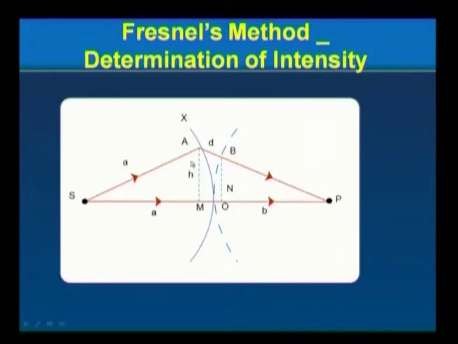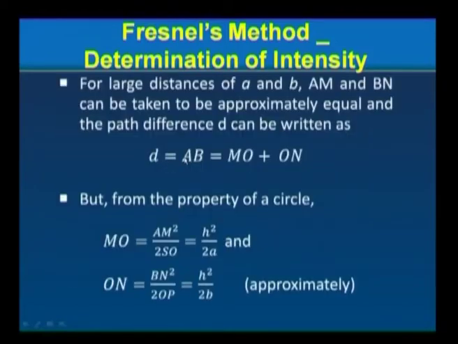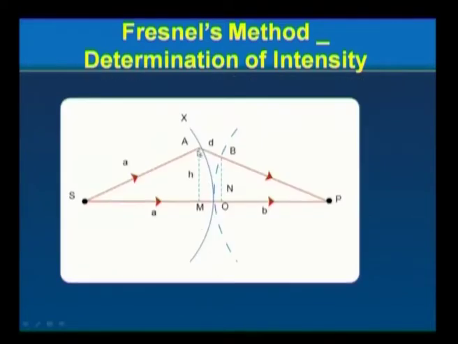That is your AB. AB is equal to MO plus ON, and we can do a bit of mathematics from the property of circle. MO will be AM square by 2SO. These things you can see in the diagram, that AM will be H square by 2A. H is the vertical height here, right? A is the distance between S and O. From O and P, the distance is B, and so you know A, B and H.